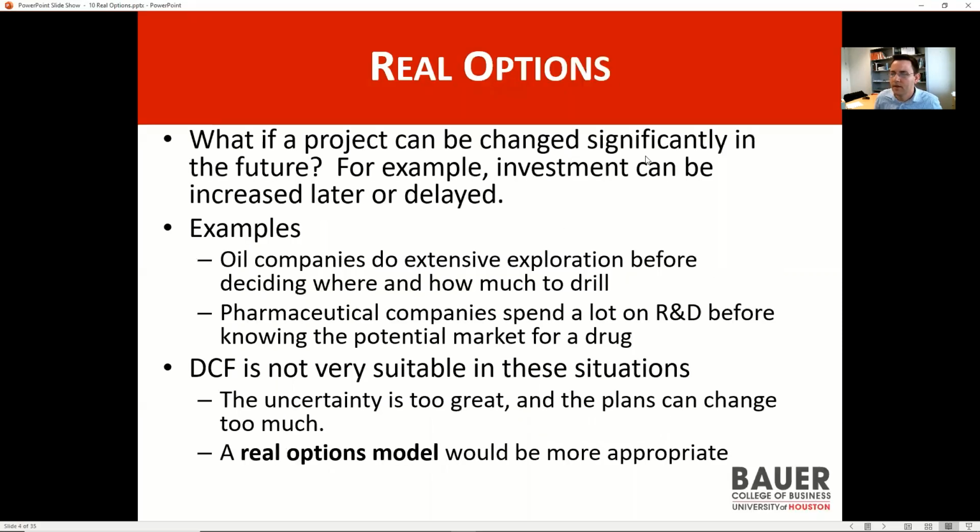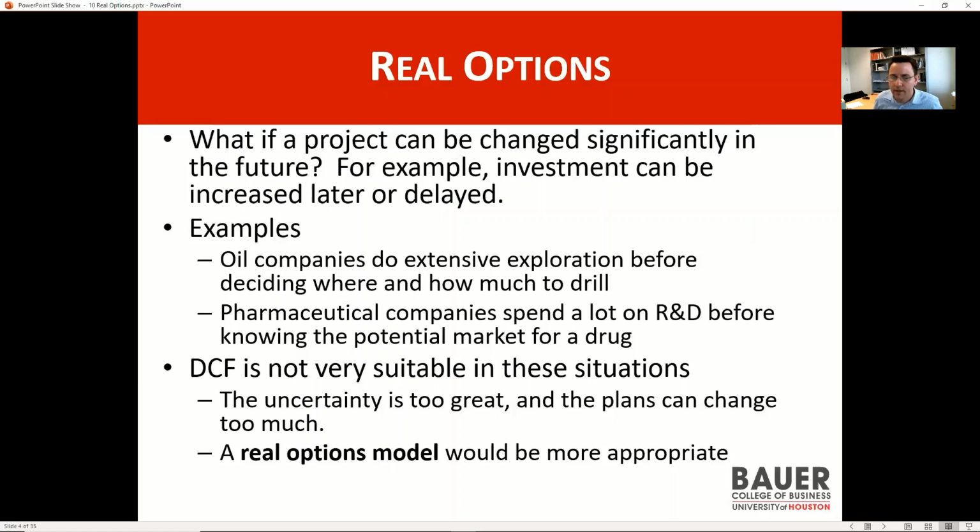So in words, what we're trying to get at with real options is what happens if a project can be changed significantly in the future. This happens all the time if the investment can be ramped up, for example, if things look good and you ramp up the investment, or maybe you shut things down if things look bad, right? That's a substantial change in the project that depends on how things end up shaking out. Or alternatively, you can delay the investment. Maybe you don't have to invest right away. You can wait a little bit, see how things look. These are very different scenarios than what we have considered so far.